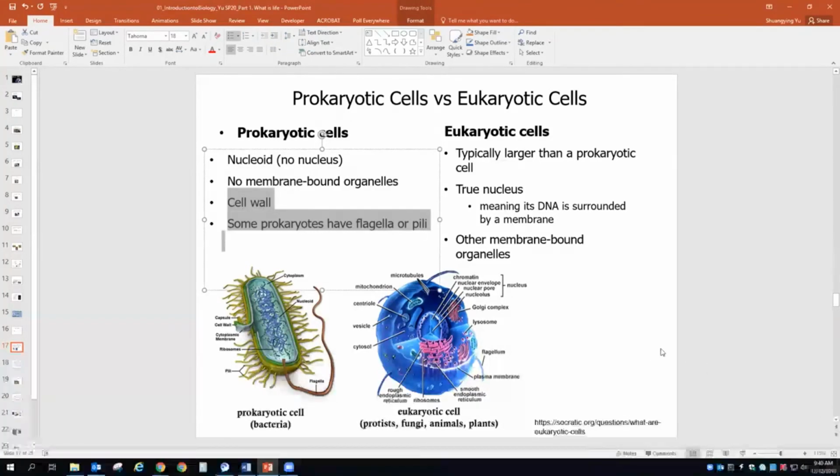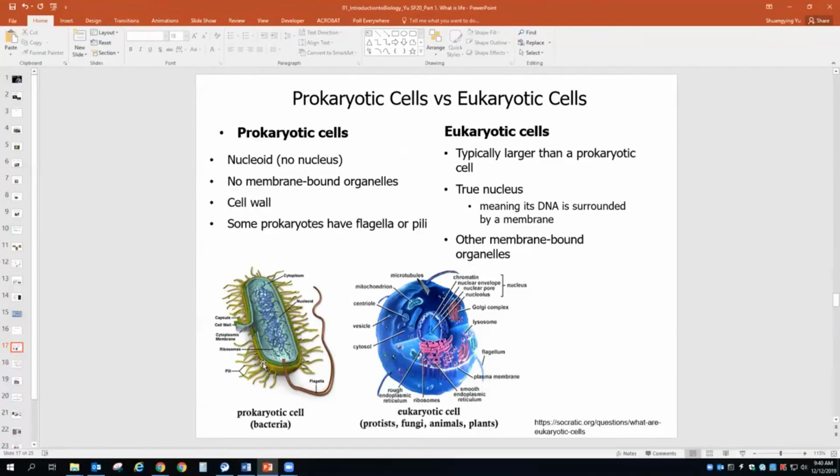Here are just some typical characteristics of prokaryotic cells. A lot of the cells have cell walls, and in fact, some of the antibiotics actually target the cell wall of bacteria cells. So this is how they can kill bacteria. And some cells have flagella or pili, which are involved in motion, movement, or exchange of genetic material.